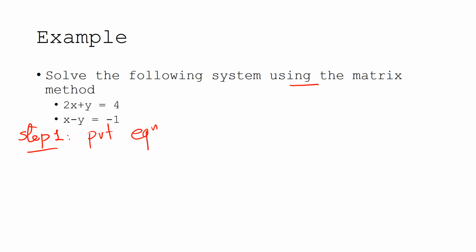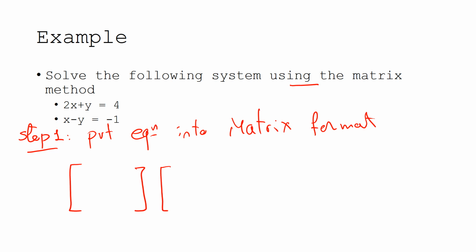So put our equations into the matrix format. This would be a very straightforward process. We're going to have a coefficient matrix. We're going to have a matrix of our variables x and y. And on the right hand side, we're going to have the result. Okay? And by the way, the order of the equation doesn't matter. So this could be equation 1 and this equation 2.